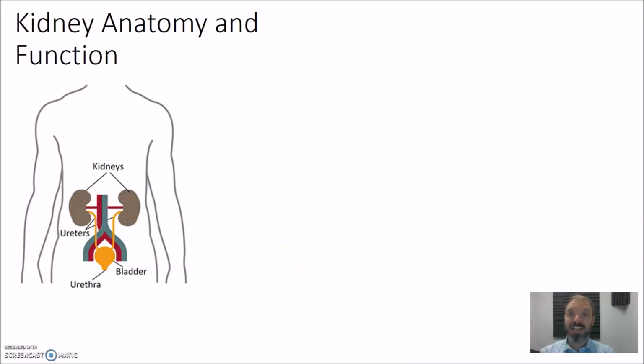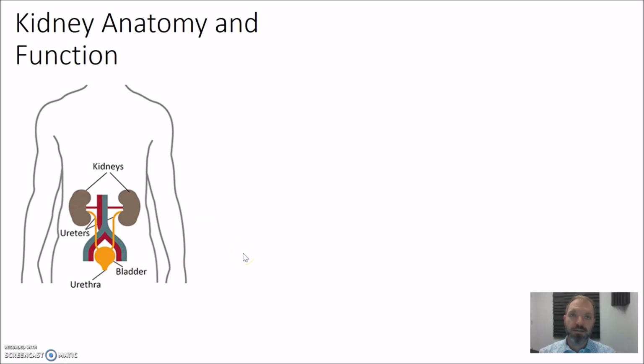This video is an extra video designed to help you understand kidney anatomy and function because it is quite complicated. And in order to understand osmoregulation, you first need to understand the way the kidney works. So you have two kidneys and they're in your abdomen. They're connected to a blood supply and also through the ureters to your bladder.